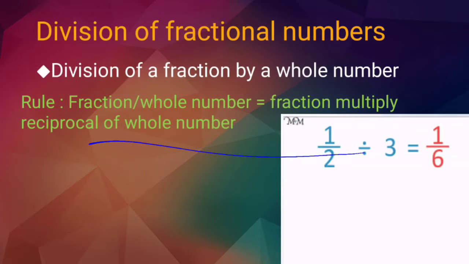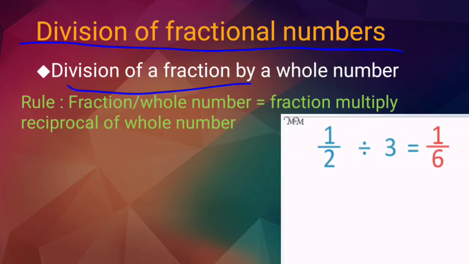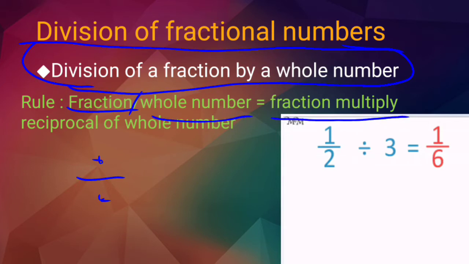The very first rule says that division of a fractional number by a whole number. When you are doing division of a fractional number by a whole number, what is the rule? The rule says that a fraction is divided by, this symbol is used for division, a whole number, then the fraction is multiplied by the reciprocal of the whole number.